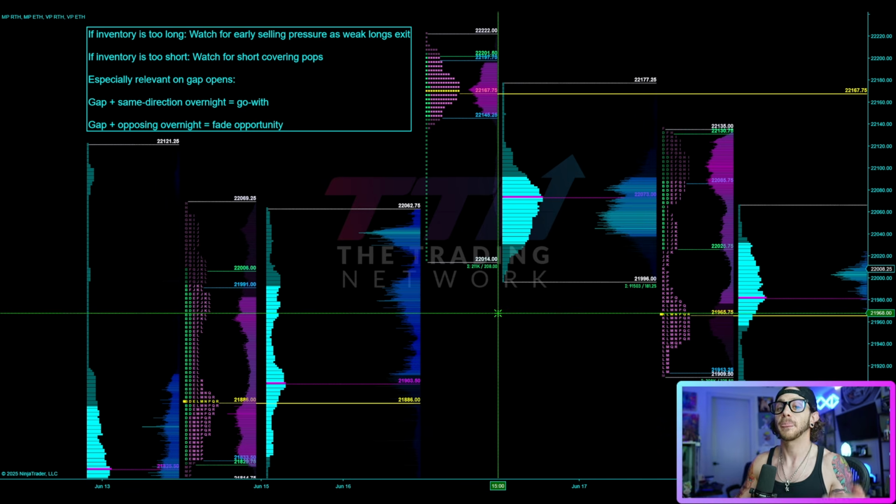Now, once more, if we have a gap to the upside in this example, and we have an opposing overnight inventory where the overnight inventory is short, then you will have an opportunity and a higher probability to fade that overnight trend and go with the rebalancing and the fading of the overnight inventory. These are just very simple tools that you can use on a daily basis to gain an edge.